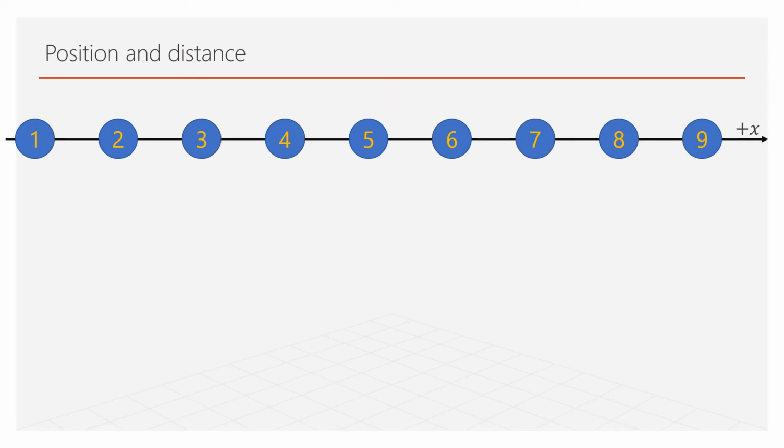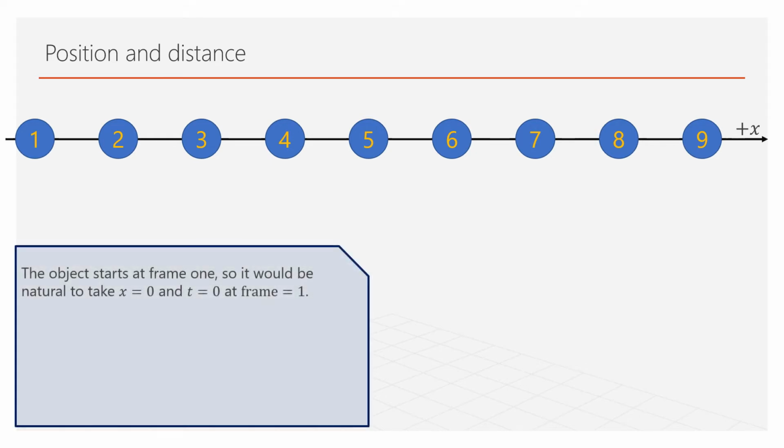Here is the motion diagram of the object undergoing uniform motion from earlier. In this motion diagram, we have chosen the x-axis as the axis of motion, and we have taken motion to the right as being positive. The object starts at frame 1, so it would be natural to take x equals 0 and t equals 0 at frame 1.